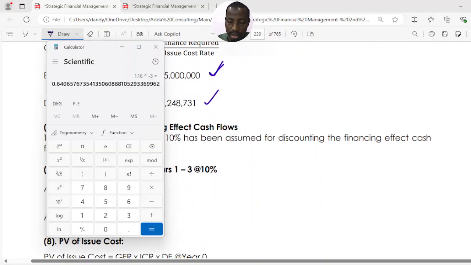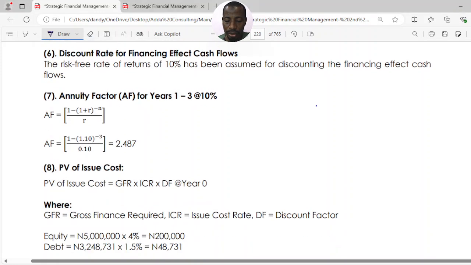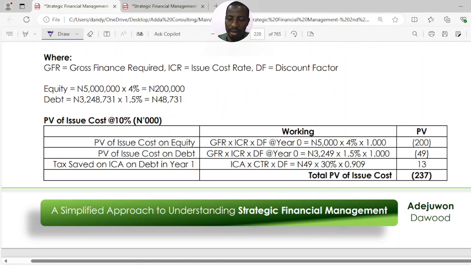So I will just say 5 million naira multiplied by 0.04. That will give us 200,000 naira. So that's the 200,000 naira you are seeing there. Figures are in thousands. That's the PV of issue cost amount on equity in year 0. I will do the same thing for PV of issue cost amount on debt for year 0 only.